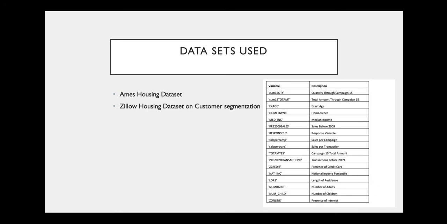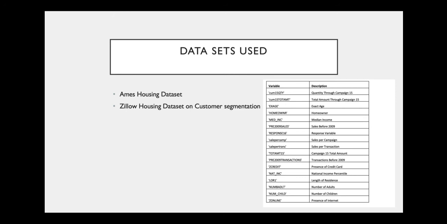So the datasets I used were the Ames housing dataset, which was given to us in MSDS 410 and also 411 as an option for this project. And then I actually went out and found my own dataset called Zillow Housing Dataset on customer segmentation. I found this dataset on a Kaggle competition, specifically to see how a marketing campaign affected a customer's choice in buying a home.